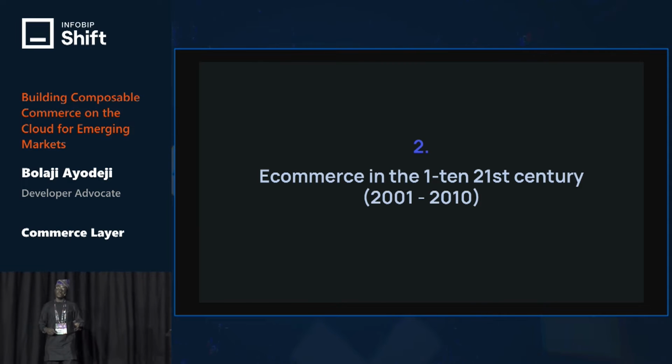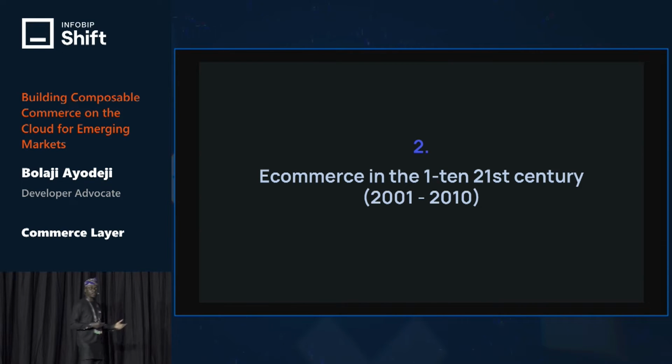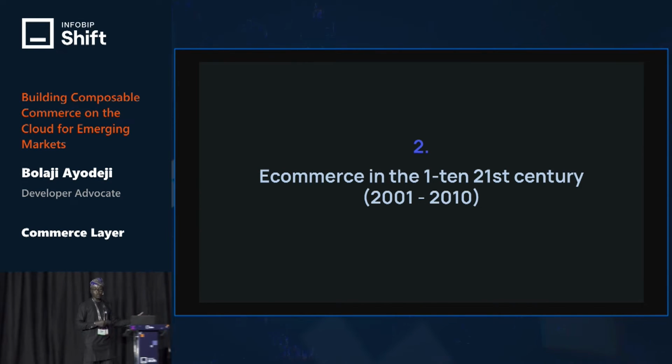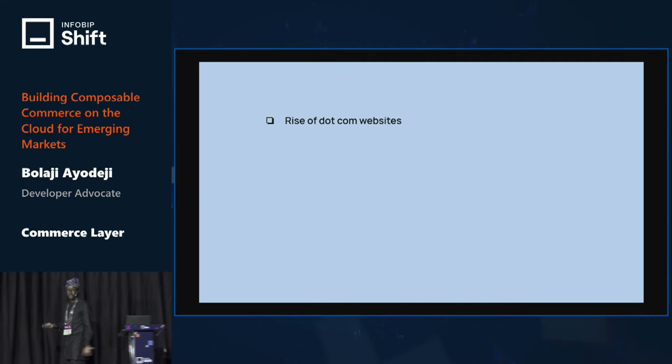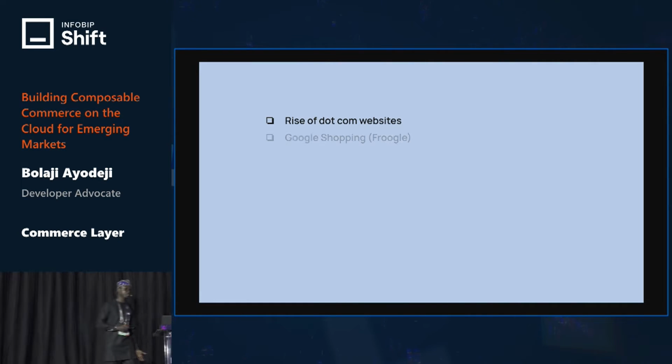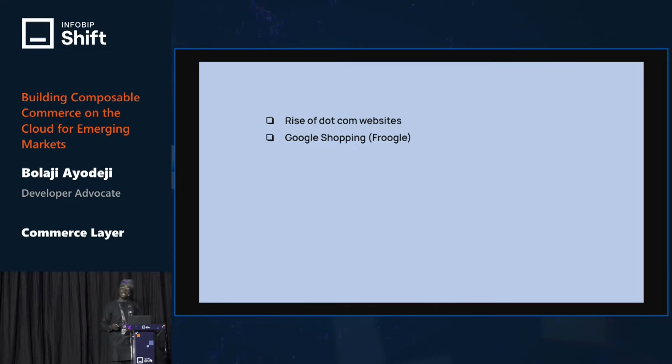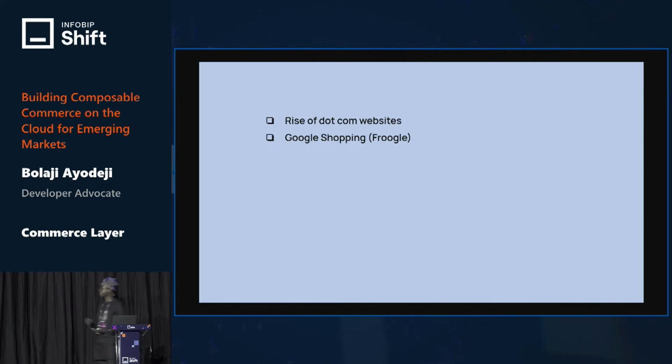Now, I call this the first 21st century, which is between 2001 and 2010. Basically, we had the rise of .com websites. And then we had Google Shopping, which was then called Froogle, which is kind of a nice name. I don't know why they changed it to Google Shopping. Basically, Froogle had a comparison of different e-commerce websites and showed you differences in prices.